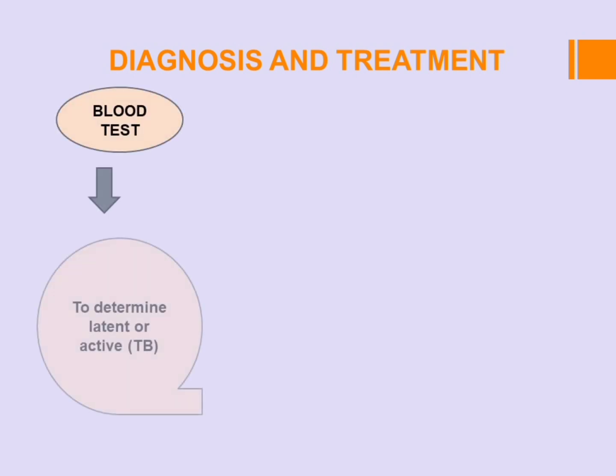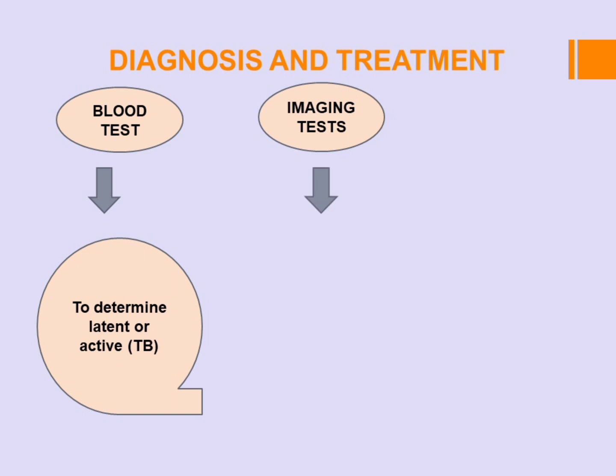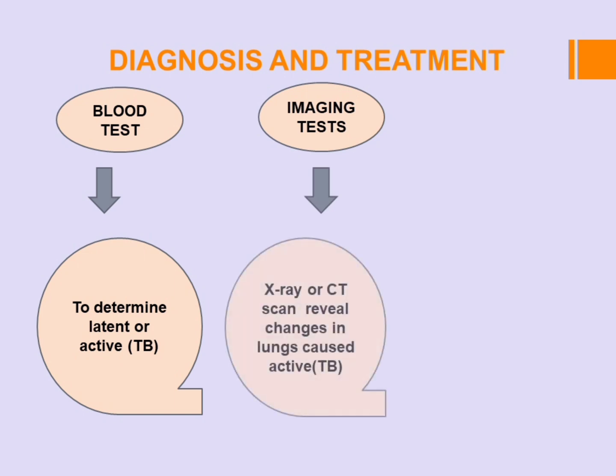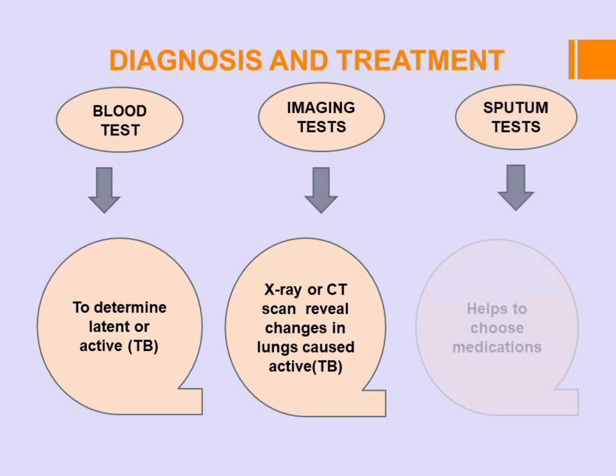Diagnosis and treatment of tuberculosis include blood test, imaging test and sputum test. Blood test: a blood test can confirm or rule out latent or active tuberculosis. Imaging test: a chest X-ray or a CT scan might show white spots in the lungs where the immune system has walled off TB bacteria, or it might reveal changes in the lungs caused by active tuberculosis. Sputum test: this helps the doctor choose medications that are most likely to work.